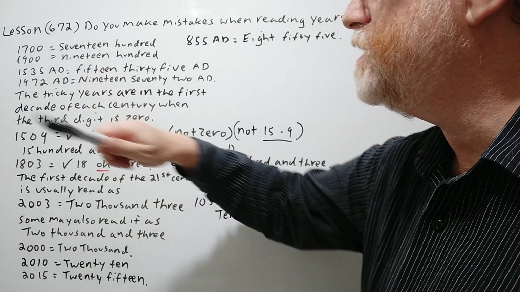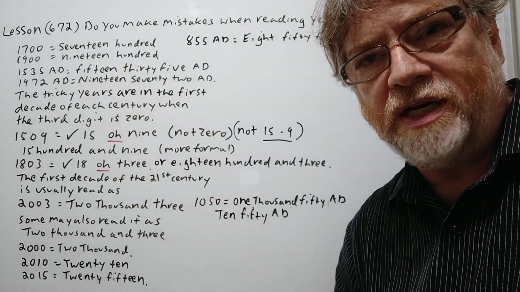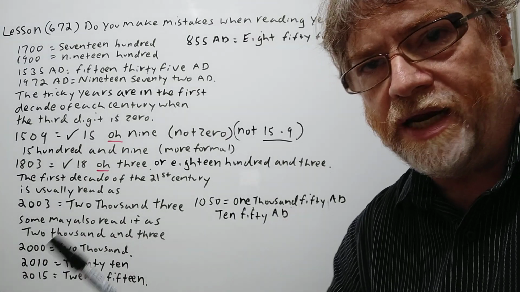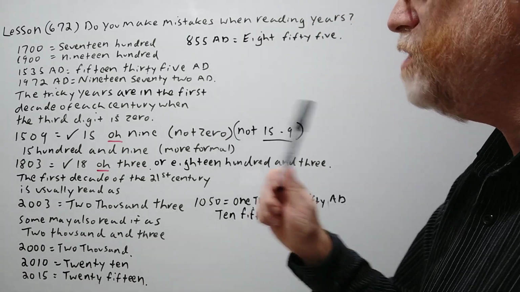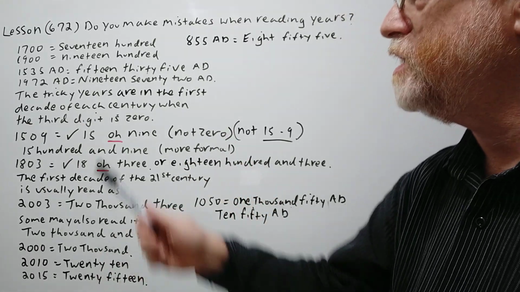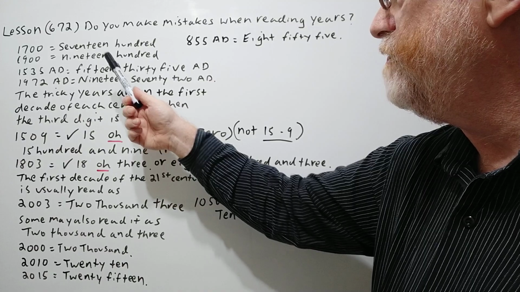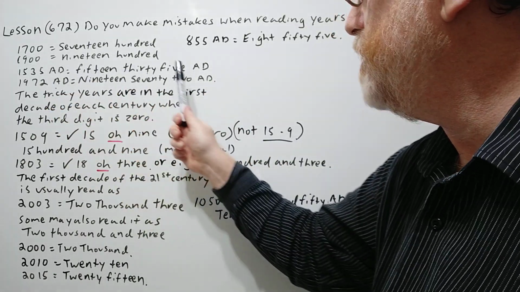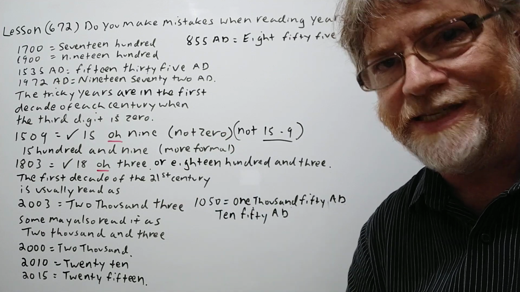If it's on the hundreds, like we read 1700 or 1700 AD, 1900 AD, or if it was below 1000, you could say 800 AD. All right, and most of the years before 2000, we tend to read two digits. So, for example, we would read this as 1535 AD, 1972 AD. All right, now these are the easy ones.